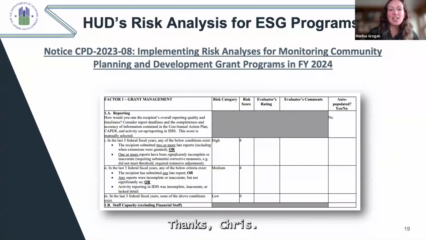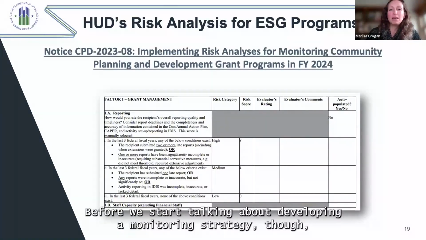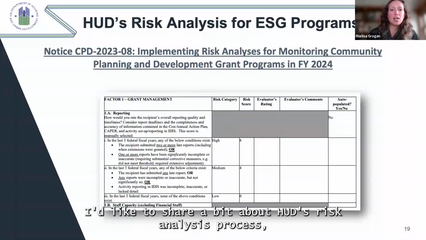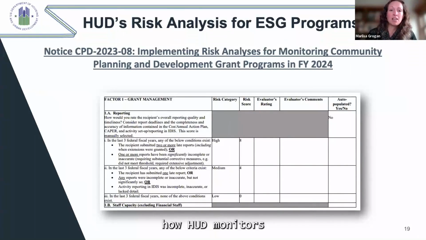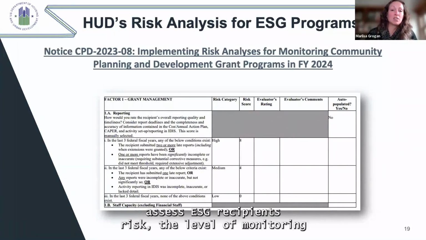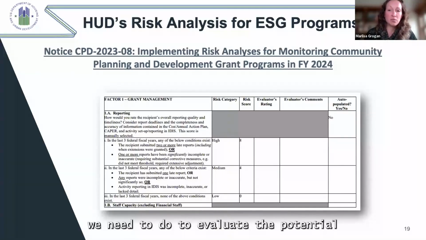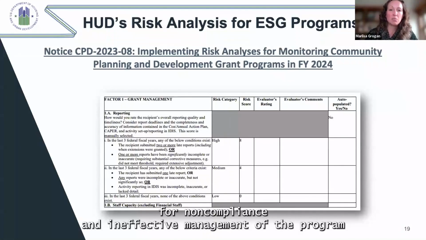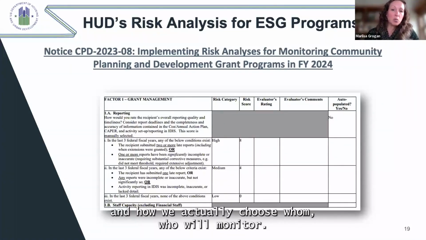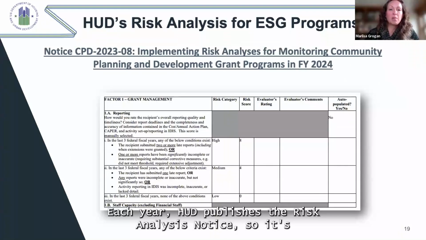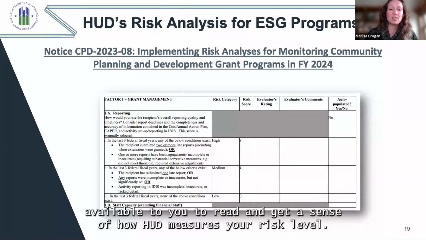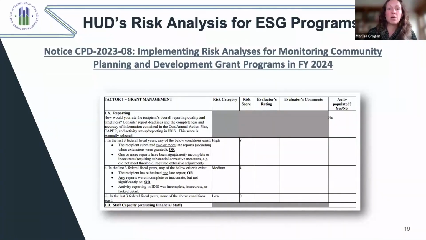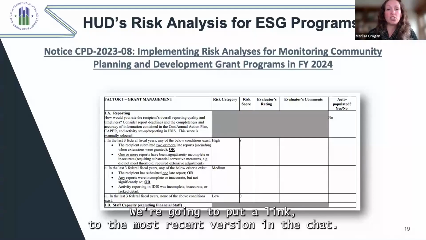All right, thanks, Chris. Before we start talking about developing a monitoring strategy, though, I'd like to share a bit about HUD's risk analysis process, how HUD monitors assess ESG recipients' risk, the level of monitoring we need to do to evaluate the potential for noncompliance and ineffective management of the program, and how we actually choose who will monitor each year. HUD publishes the risk analysis notice, so it's available to you to read and get a sense of how HUD measures your risk level. We're going to put a link to the most recent version in the chat.